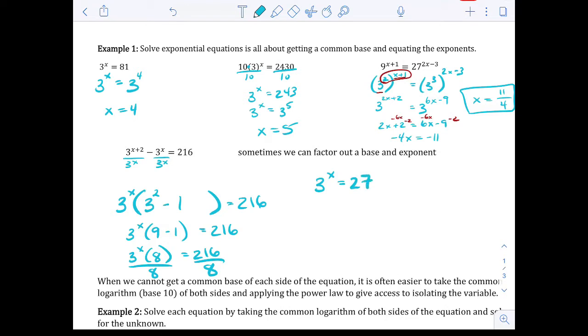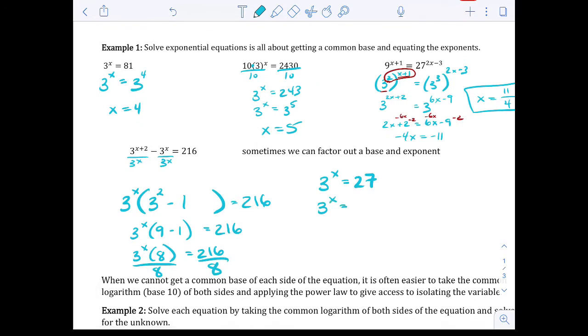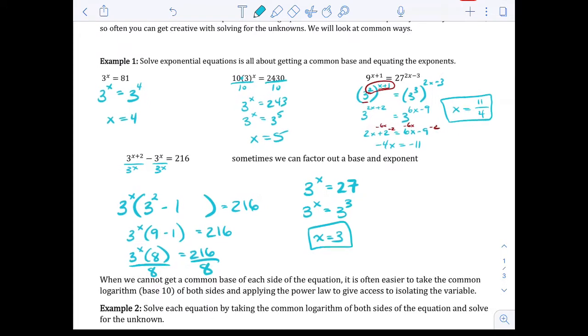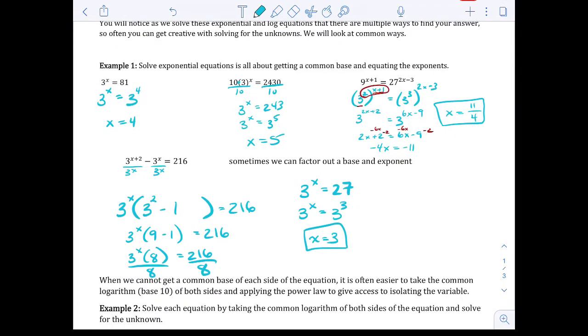And then it's just like the ones that we saw above. We want to get the same base on both sides. So 3 to the power of x is equal to, well, 3 to the power of what gives me 27? 3 to the power of 3 gives me 27. So x must be equal to 3. Those exponents are equal because they have the same base. So that's one method, getting this common base on the left and right side and making those exponents equal to each other.